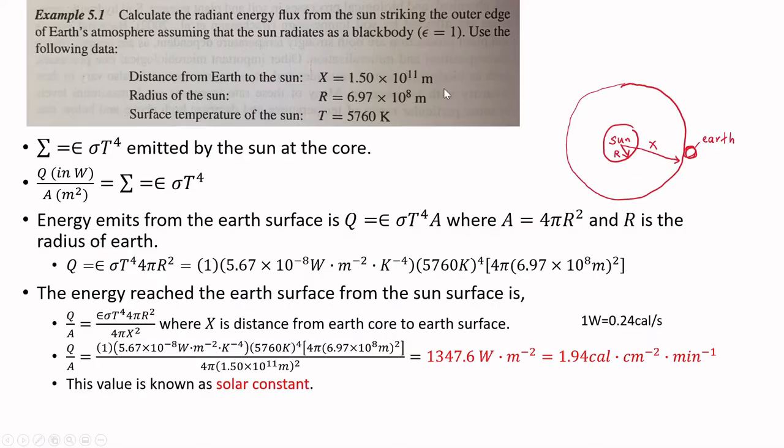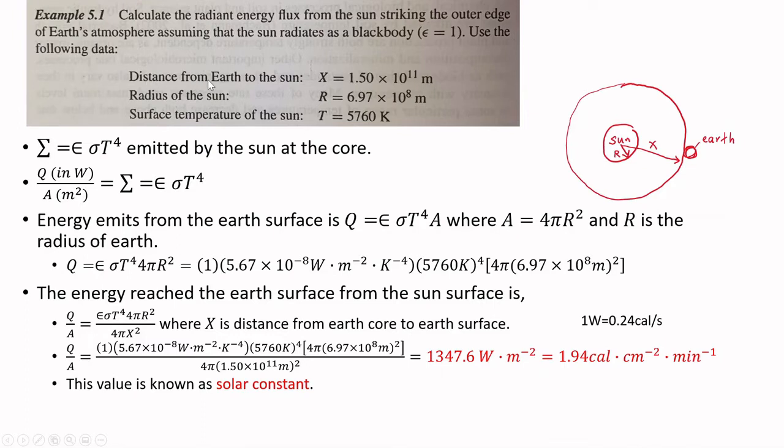Okay, now let us look at example 5.1. Example 5.1: calculate the radiant energy flux from the sun striking the outer edge of Earth's atmosphere, assuming that the sun radiates as a black body, so epsilon equals 1, and use the following data.